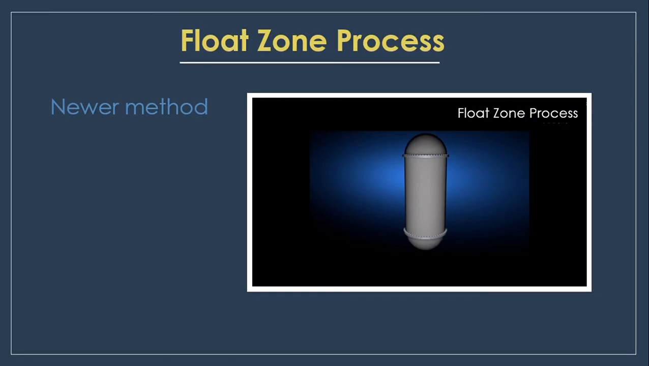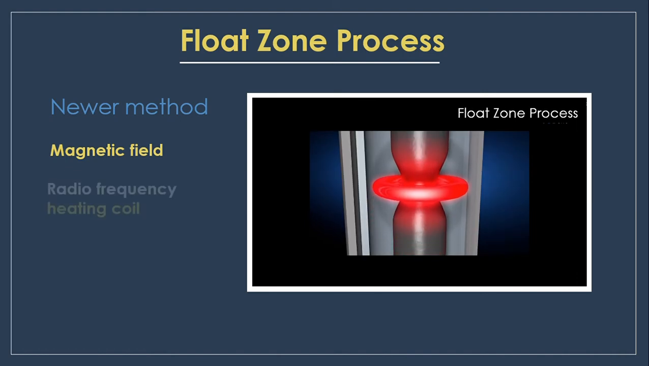The float zone process is a newer method of making ingots. It uses the same melted silicon, but it also uses magnetic field and coil. The process starts with a polycrystalline ingot. The end of the rod is heated up and melted using a radio frequency heating coil.